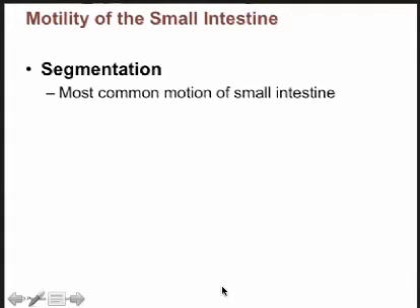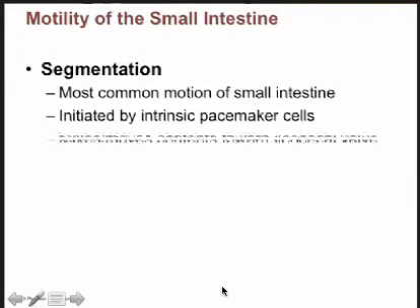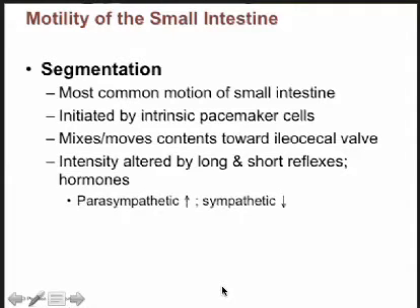Segmentation is the most common motion of the small intestine. It's initiated by intrinsic pacemaker cells and mixes and moves the contents towards the ileocecal valve, which, as we're going to find out, is the doorway to the large intestine. The intensity is altered by long and short reflexes as well as by hormones. Parasympathetic stimulation increases the intensity while sympathetic stimulation decreases the intensity.